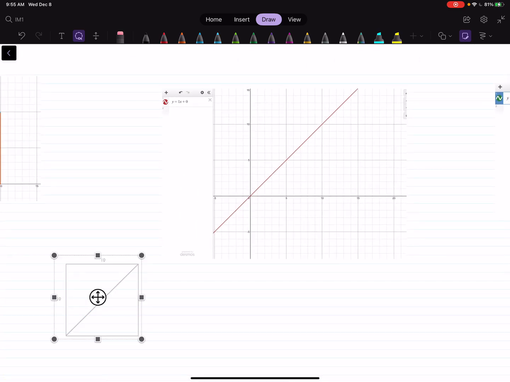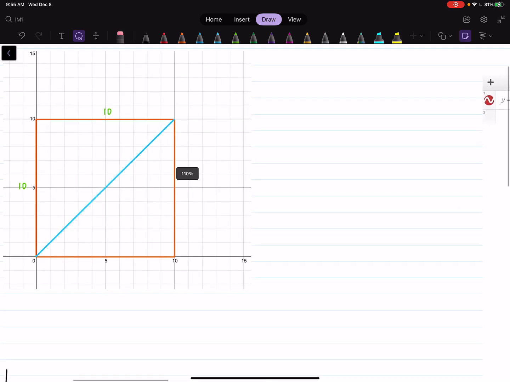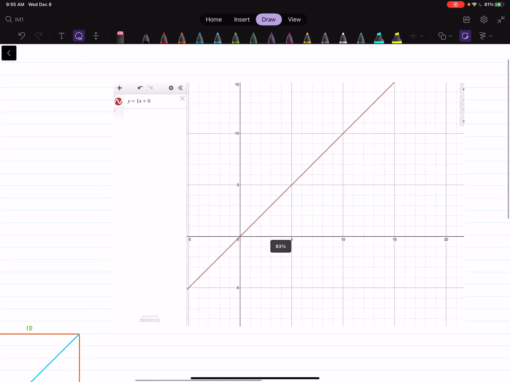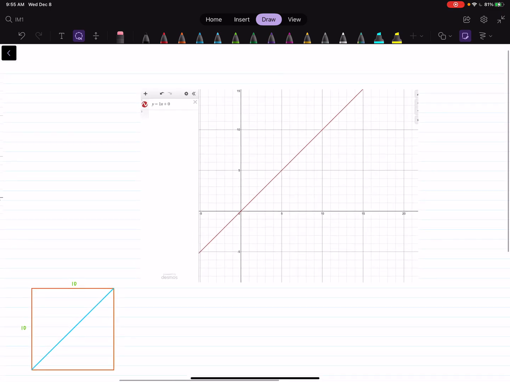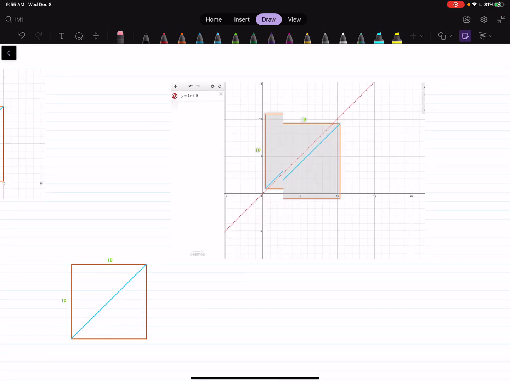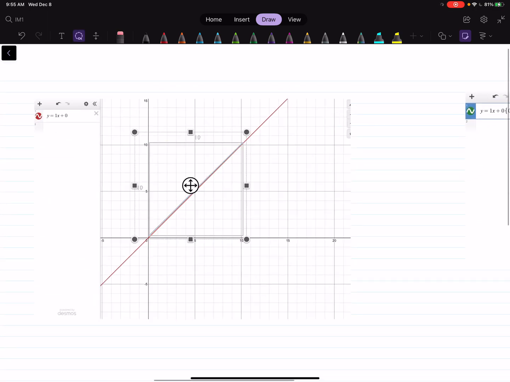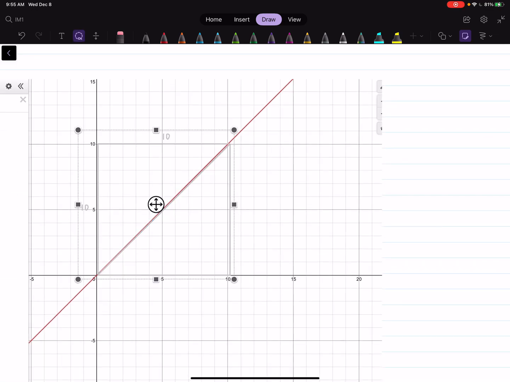So now what we're going to do is get this square that we drew, and put it on top of this linear equation line, okay? So if you take a look, put it on top. And as you can see, they correspond to each other perfectly. Yes, it's a little bit off, but it's fine. So as you can see, this diagonal of the square corresponds perfectly to y equals x.